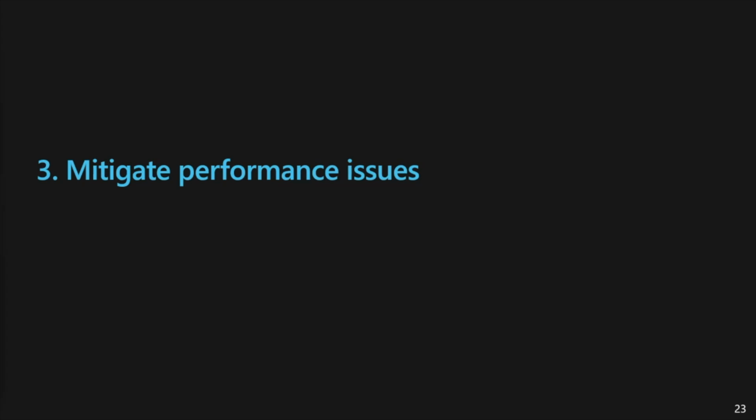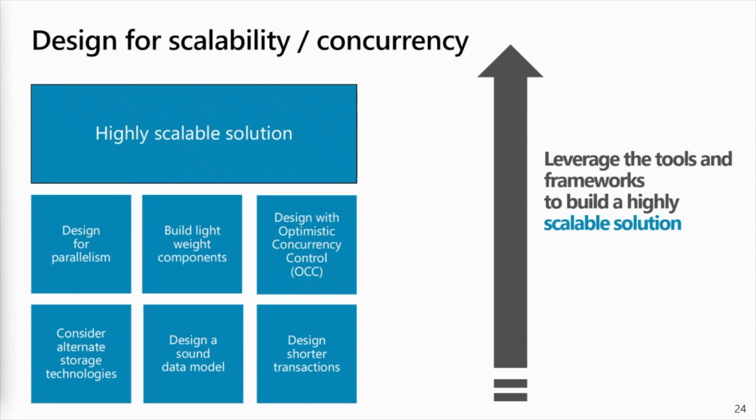So far in this TechTalk, we have covered all important aspects to consider when analyzing performance. Now let's have a look at the common mitigations. And this may come as a surprise. Mitigation starts with design, and here in particular for scalability and concurrency.